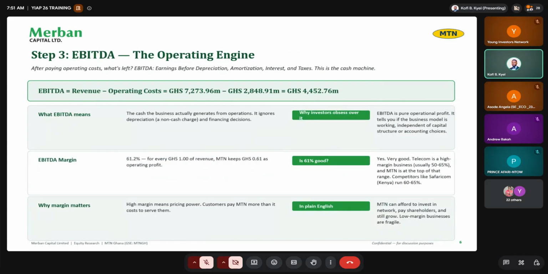Now the EBITDA here is the revenue minus the operating costs. So it's the cash the business actually generates from operations. It ignores depreciation and finance decisions. The EBITDA margin is 61.2%. For every 1 Ghana cedi, MTN keeps 0.61 after operating costs. And we've all seen that EBITDA at 61.2% is a very strong indication of the strength of MTN Ghana.